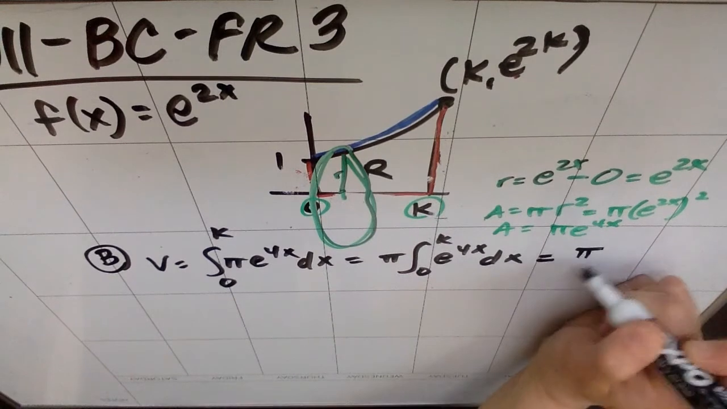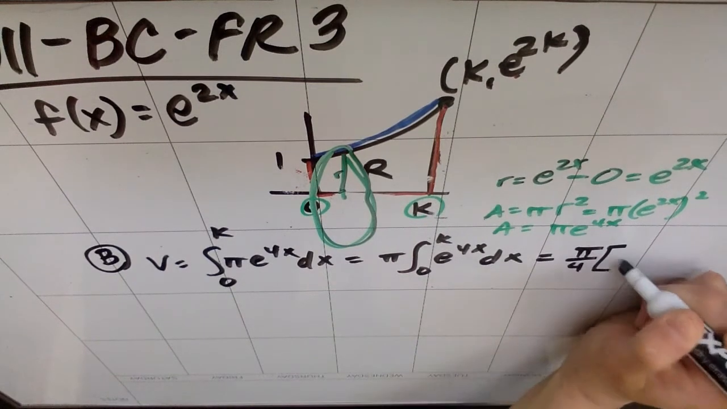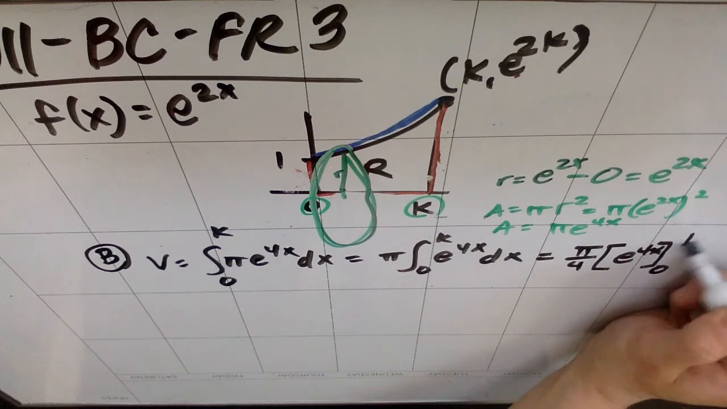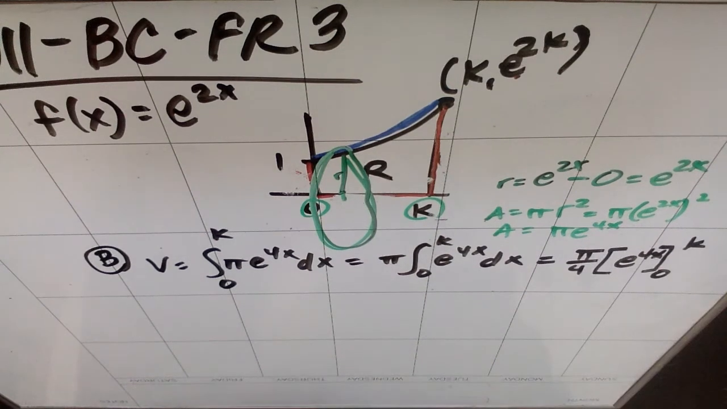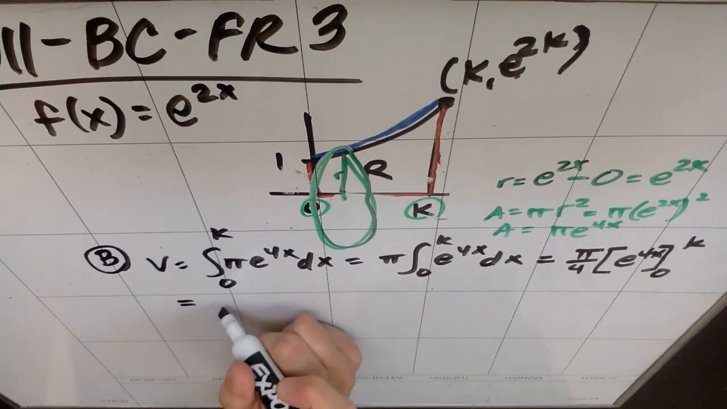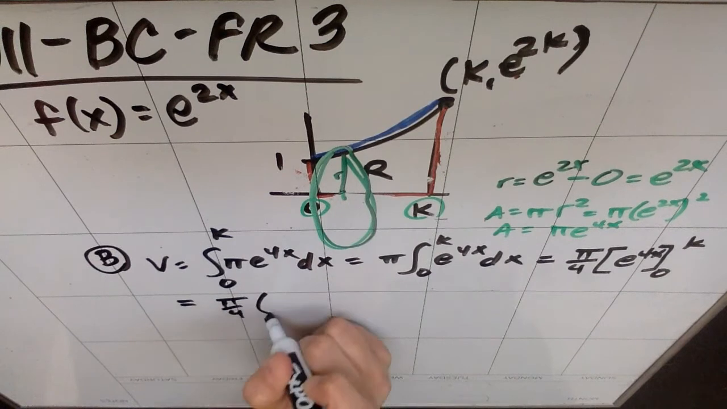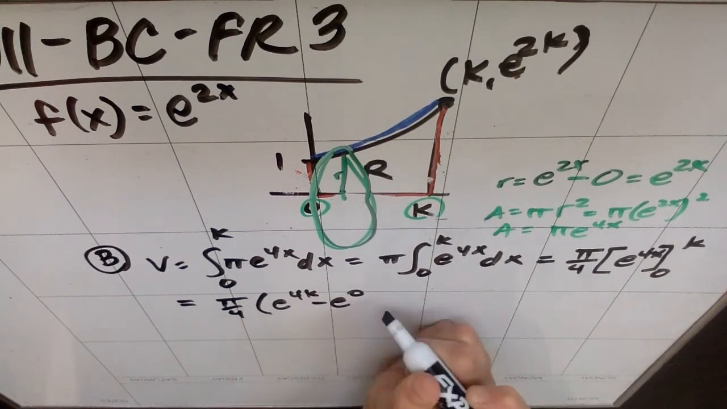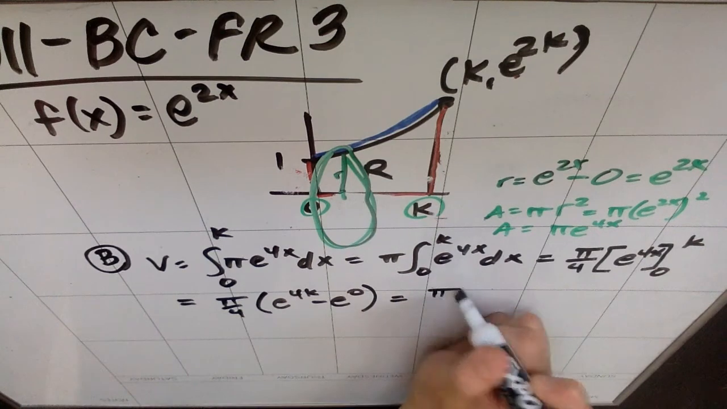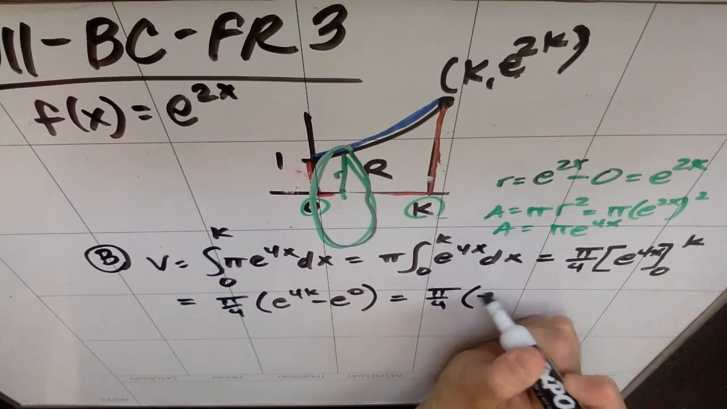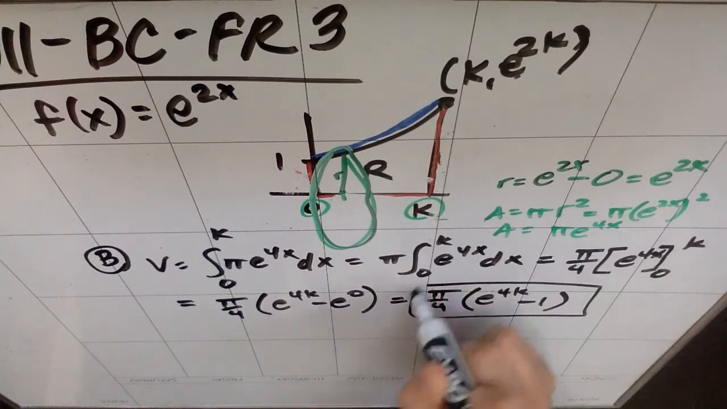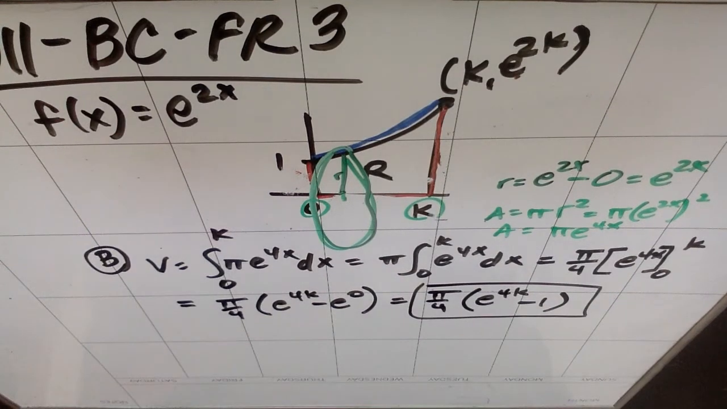So I end up getting pi over 4. And then e to the stuff integrates to e to the stuff, right? Evaluated from 0 to k. So what's going to happen is I'm going to get pi over 4 times e to the 4k minus e to the 0. So pi over 4 times the quantity e to the 4k minus 1, or you could distribute the pi over 4 if you want. I chose to leave it factored out. It doesn't matter. They're the same answer.